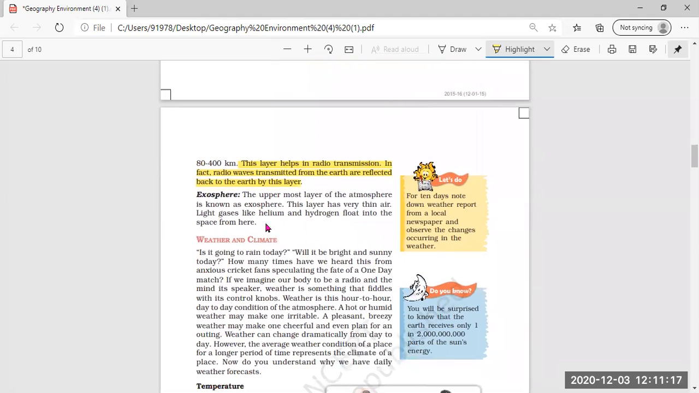And the last is the exosphere, the uppermost layer of the atmosphere. You can underline this: it is the uppermost layer of the atmosphere, and this layer has very thin air. Light gases like helium and hydrogen float into space from here. So which light gases flow from here? Helium and hydrogen.